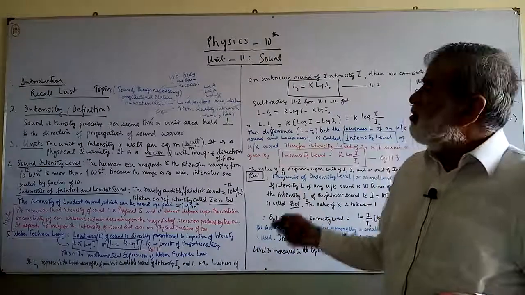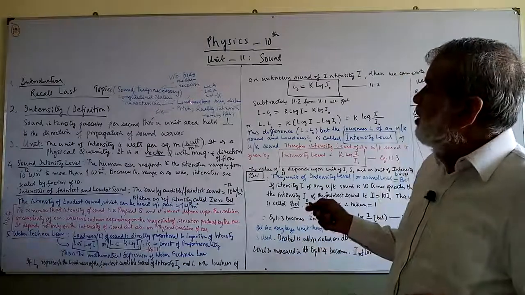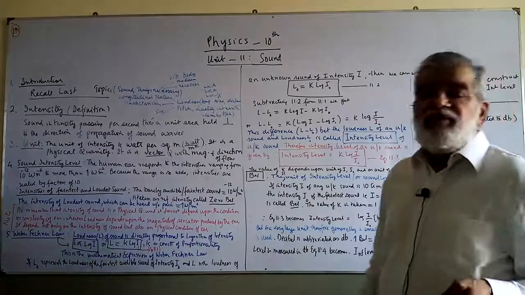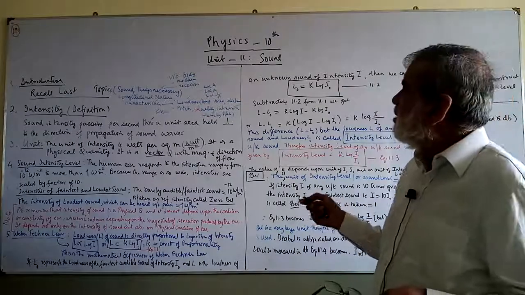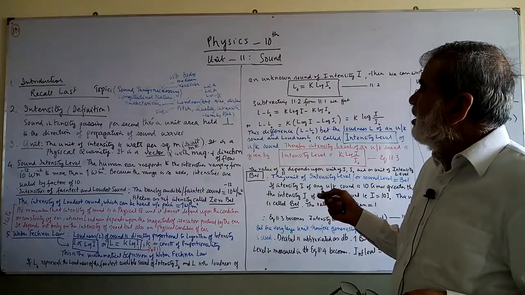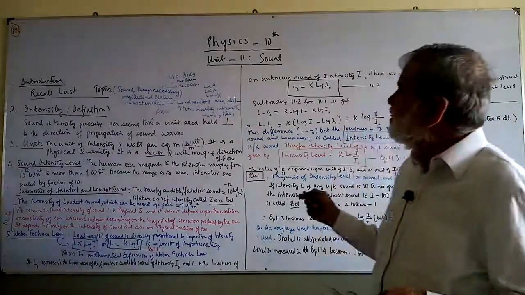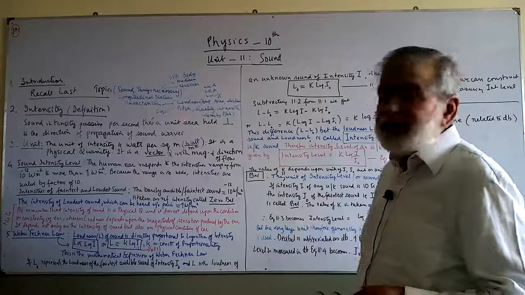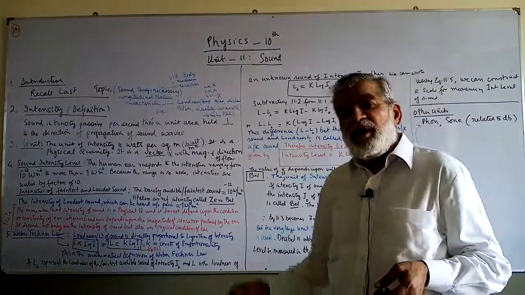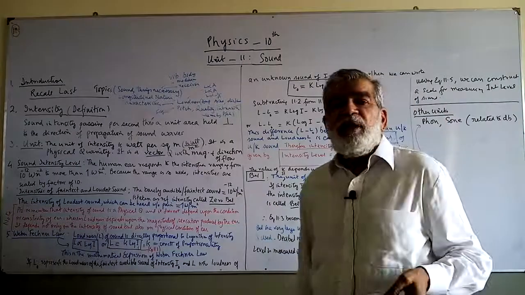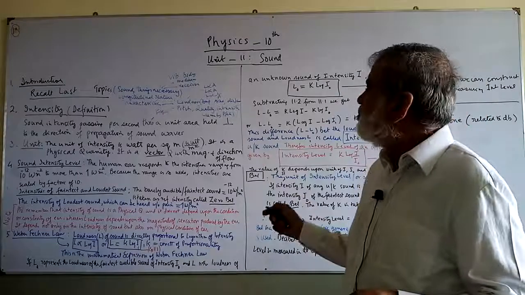Next, we covered the characteristics of sound, and we talked first of all about loudness. On what factors does it depend? Amplitude of the vibrating body, area of the vibrating body, and distance of the vibrating body from the receiver. Next, we talked about the second characteristic, which was pitch. Pitch helps you to distinguish between a grave and a shrill sound. It depends upon the frequency of the source.